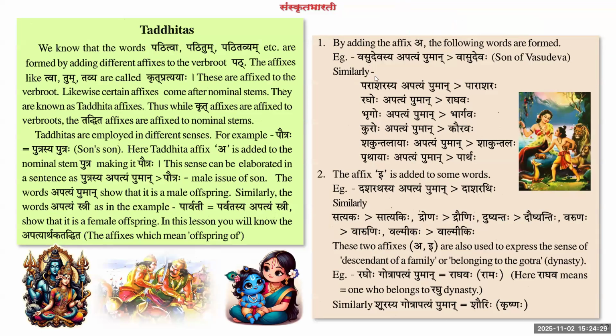Okay. Similarly, Parasharasya apatyam puman Parasharah. So everywhere a simple ending, Parasharah. I should be very careful: not to do the vriddhi is a crime for taddita. Parasharah, not Parasharah. Parashara's masculine offspring is Parasharah. So the most important thing was the vriddhi action there.